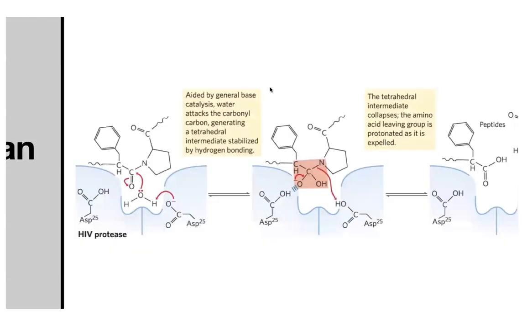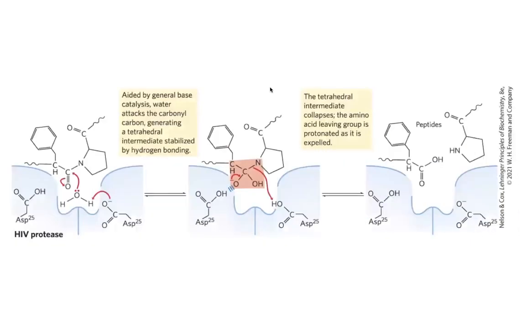Right, that was another example of our general base catalysis, where basically we're stealing a proton from the water, getting it to attack, and then this tetrahedral intermediate collapses. And the amino acid leaving group is protonated as it's expelled. And when it gets protonated, basically now you're resetting the system to where it was. Because remember, enzymes can do the same thing over and over and over again. That's why we call them catalysts.